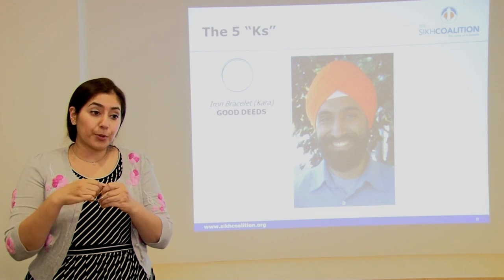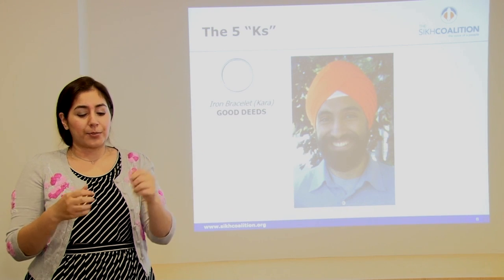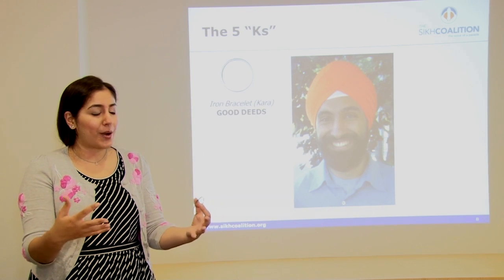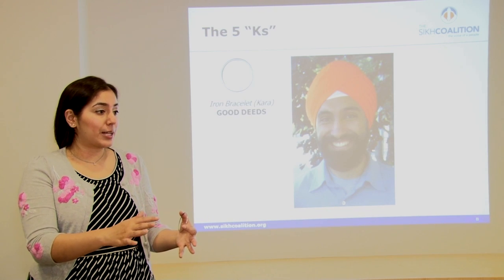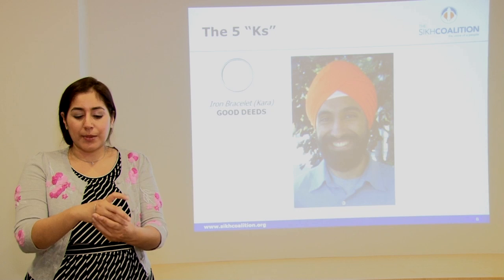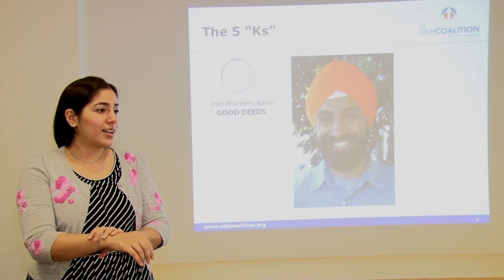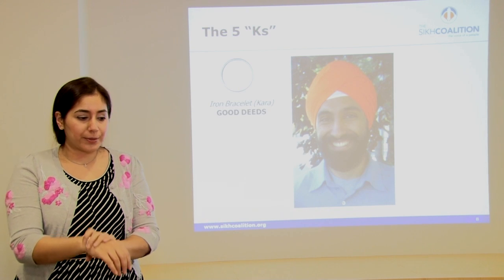It is an iron bracelet, and it's supposed to remind you to always do good things. Usually whenever you do something, you're doing it with your hands. And so if I'm doing something wrong or something that I know is not in line with Sikh principles, when I see my kada, it's sort of like a reminder to me that no, I shouldn't be doing that. And so that's one of the reasons that we wear the kada.